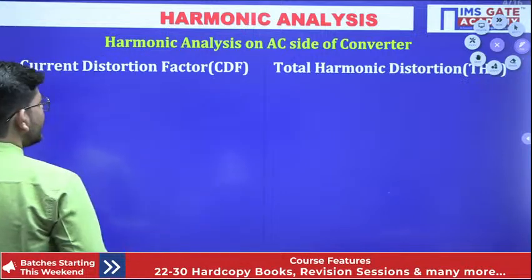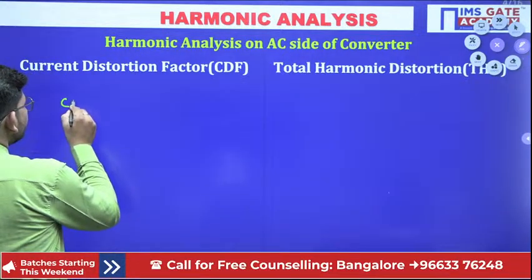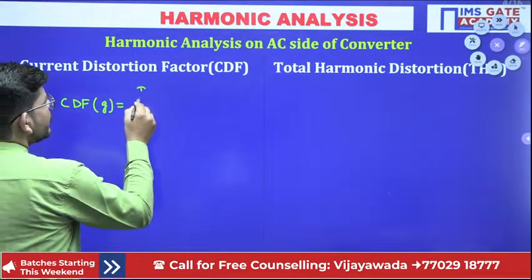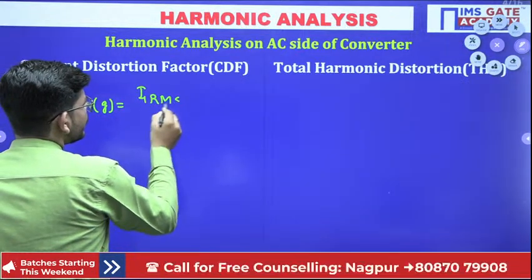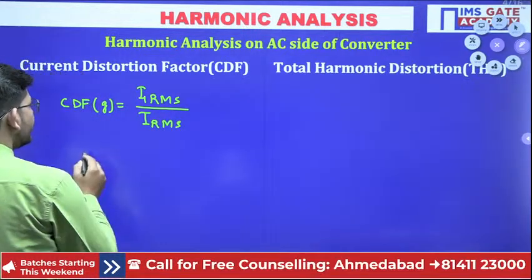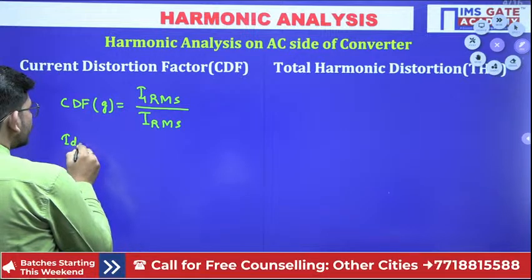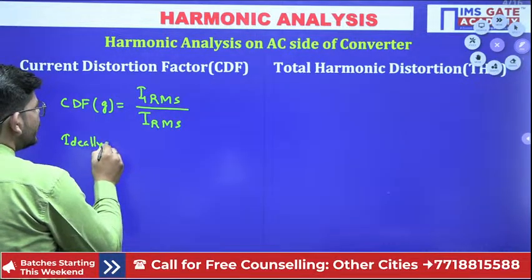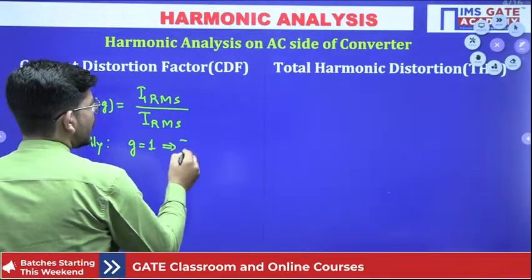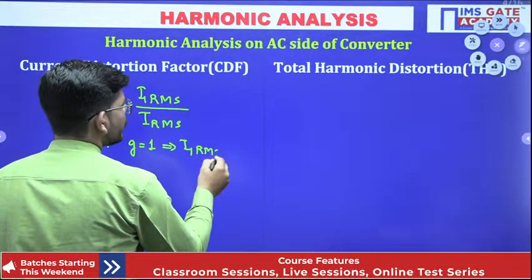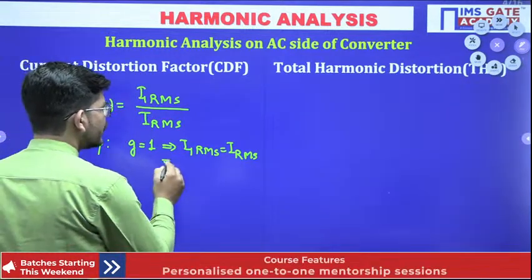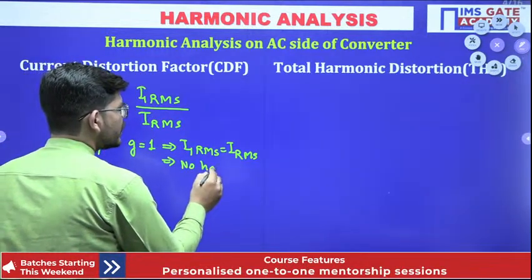So we have defined the current distortion factor. What is basically CDF? The current distortion factor, G, is basically the fundamental RMS component divided by the total RMS current. The value of G ideally is equal to 1 when the fundamental component of current is equal to the total RMS value of current. This means there are no harmonics, isn't it? No harmonics are there.